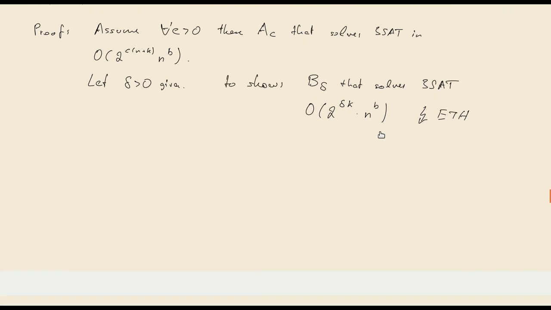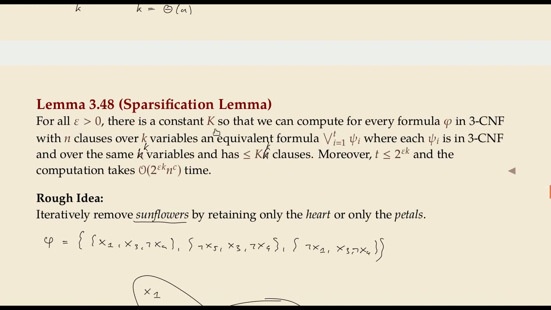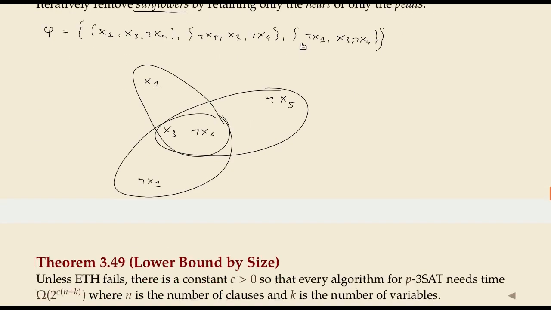So how does this B_delta look like? Of course, it uses the sparsification lemma. The sparsification lemma said for every epsilon there is, and so on. So we set the epsilon from the sparsification lemma to delta half. And then we get some constant k. Right? For every epsilon we get a k, so that this bounds the number of clauses.